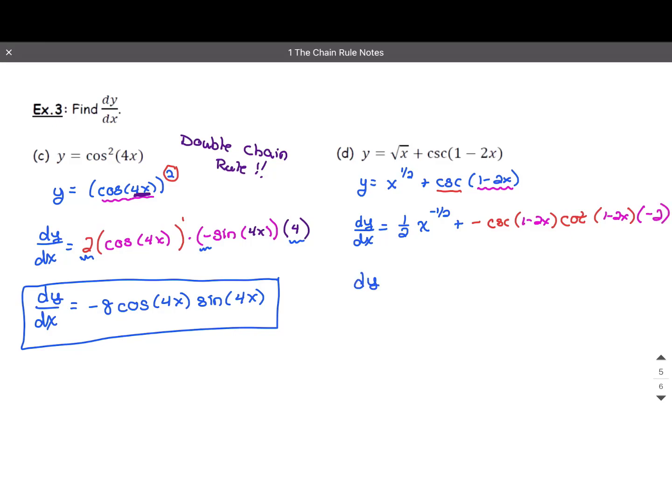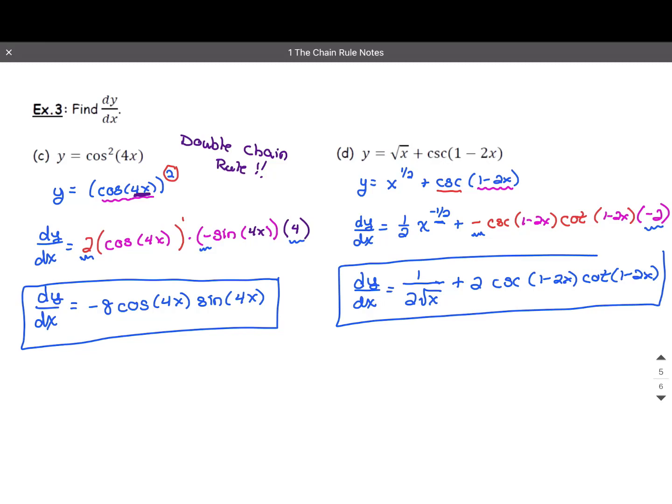So I have dy dx. Now this first term here, I have 1/2, but the negative 1/2 in the exponent here tells me to put the square root of x in the denominator. Then I've got a negative 1 times a negative 2, which is going to give me positive 2 cosecant of 1 minus 2x times cotangent of 1 minus 2x. We just multiplied those monomial terms. All right, one more. Ready?